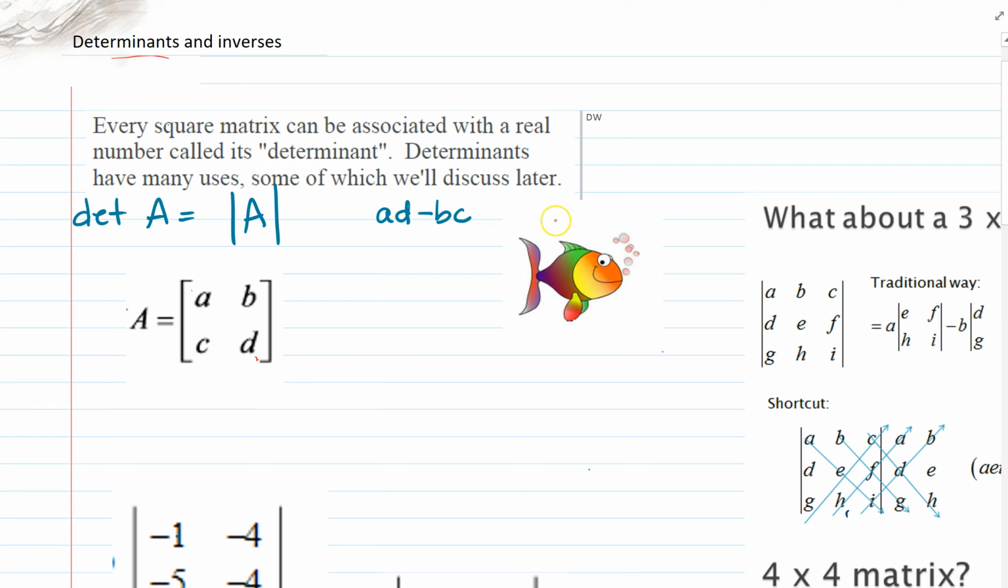So you see the little fish here because I kind of use that. I always do this little swoop, A times D minus B times C, to help me to remember.